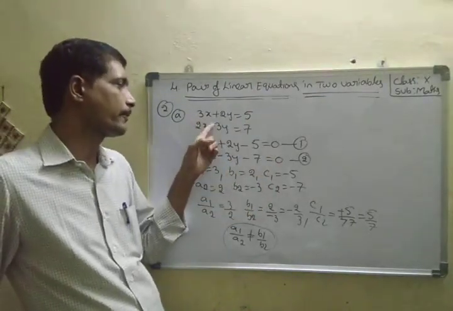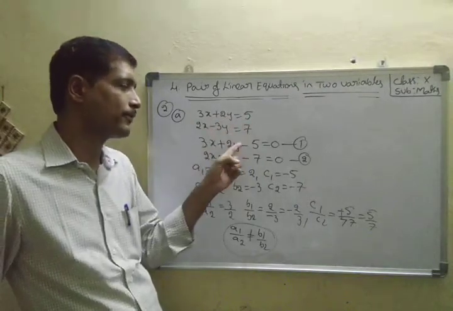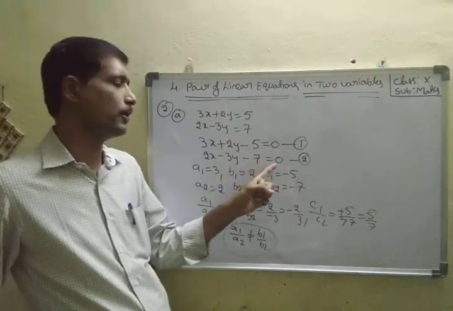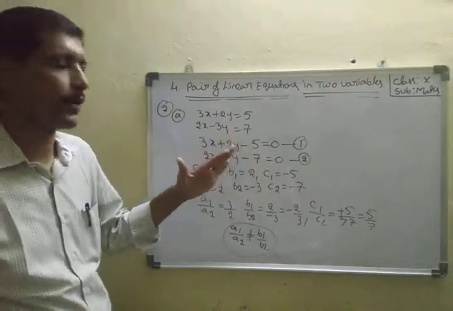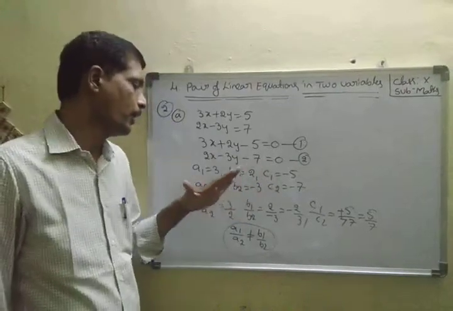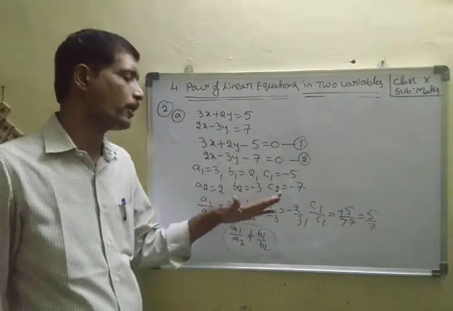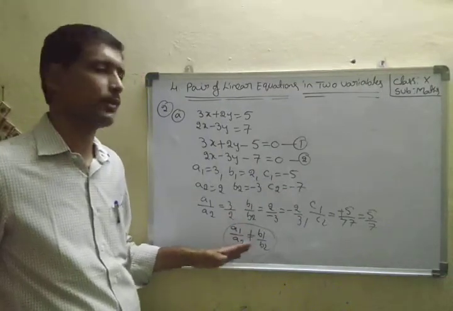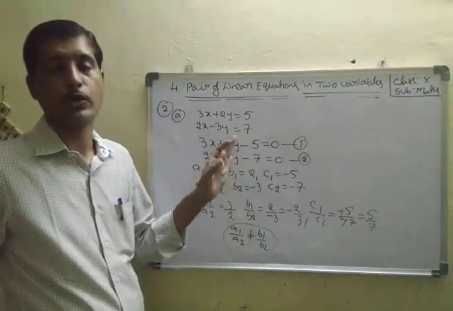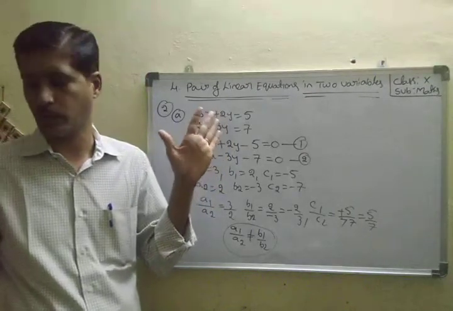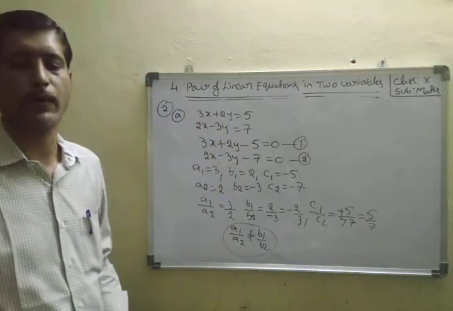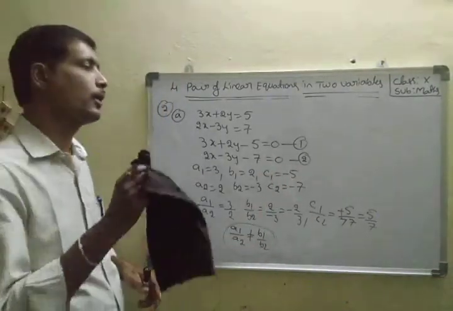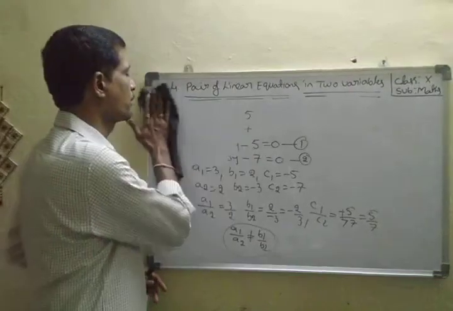Given equation, this 5 is changed, that is minus 5 equal to 0. 2x minus 3y, this 7 is changed, minus 7 equal to 0. Right, a1 value, b1 value, c1 value, a2 value, b2 value, c2 value. Then a1 by a2 value, b1 by b2 value, c1 by c2 value. Check that condition: a1 by a2 not equal to b1 by b2. Therefore the two equations have a unique solution or only one solution. Unique solution means the two equations are consistent. Consistent means a solution is possible.